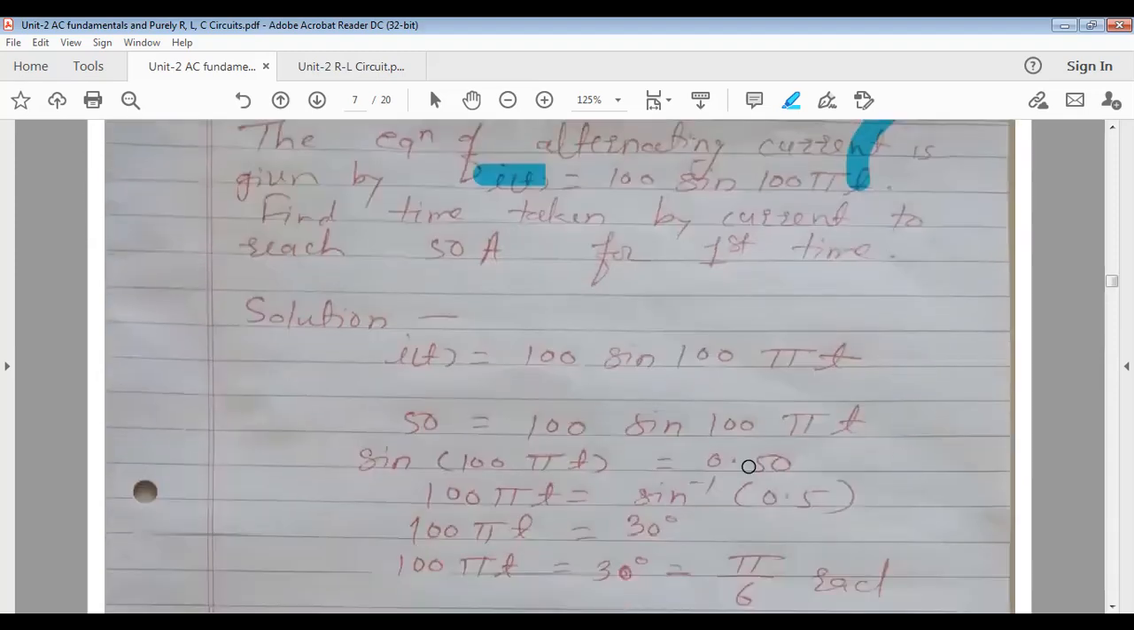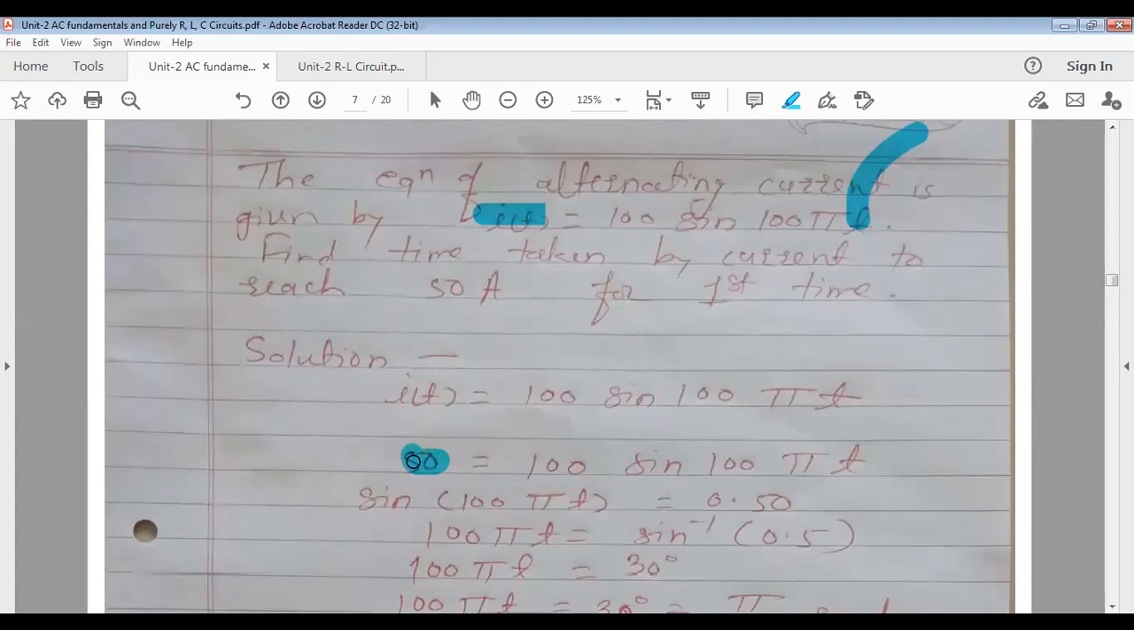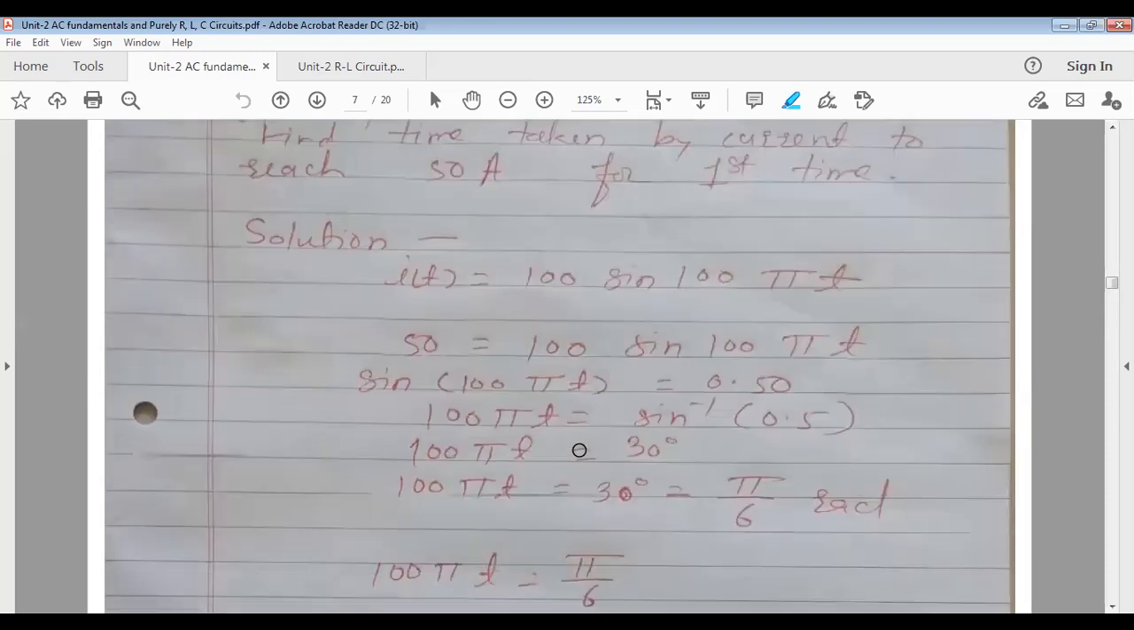See here, I of t is 50. Then 50 divided by 100 will be 0.5. So sine of this will be 0.5. Then take the sine inverse of 0.5. What is the sine inverse of 0.5? It is pi by 6, right, 30 degree.